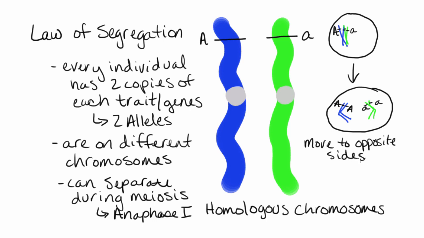And that's really what the law of segregation is all about. You have these two copies of the gene, these two alleles, and they're located on different chromosomes. Because they're on different pieces of DNA, they do separate during meiosis, during gamete production, and they move to opposite sides. Ultimately, they do end up in different gametes.